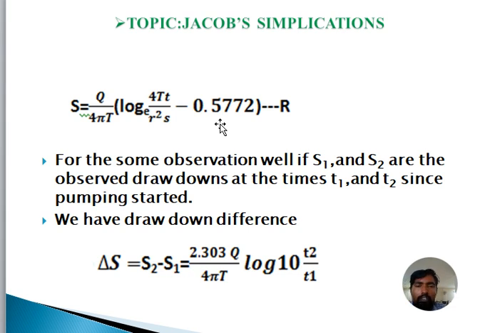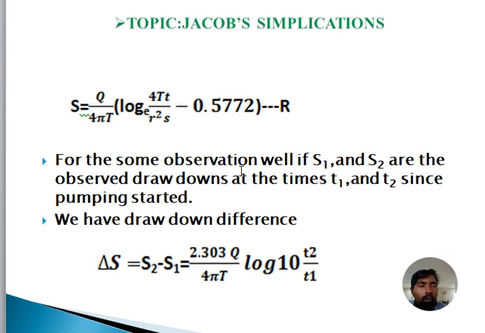Repeating the r1 equation: for some observation well, if S1 and S2 are the observed drawdowns at times T1 and T2 since pumping started. First of all, for the observation well, S1 and S2 are the drawdown values, and T1 and T2 are the times since pumping started. So the drawdown difference is S2 minus S1. S1 has the larger drawdown, and S2, after recharge, has less drawdown. So we should calculate the drawdown difference according to Jacob: delta s, the difference of the drawdown values, is S2 minus S1.